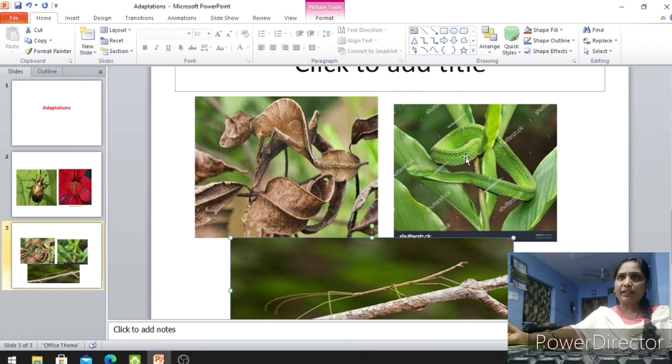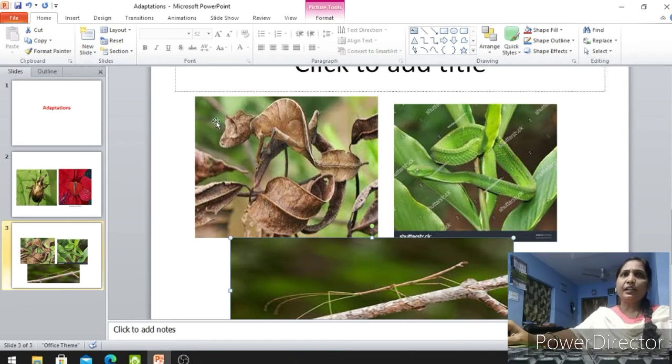And now one more example of camouflage, when you see the plant snakes. The color of the snake is green. So when the snake is staying on a plant, it cannot be spotted by other organisms because its color is equal to the leafy color. So it couldn't be easily found by its predator. So this snake is showing the camouflage character.